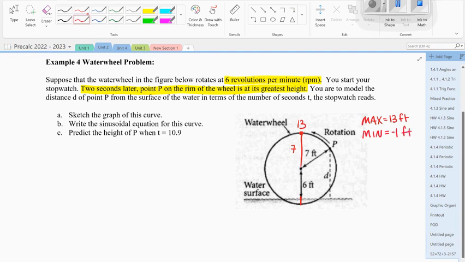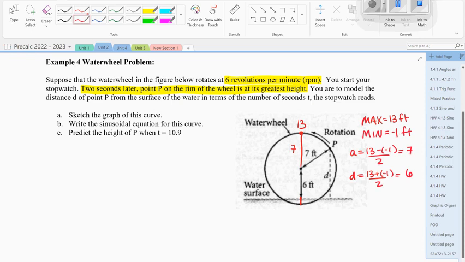We use that, remember, to find the amplitude. So the amplitude is the maximum minus the minimum divided by 2. So 14 divided by 2 gives us an amplitude of 7, which makes sense because that's the radius of the wheel. Our midline is equal to the maximum plus the minimum divided by 2. So our midline would be where the center of the circle is, and that's at 6 feet above water. So now we need to figure out, in order to sketch the graph, we want the period so we can find the key points.